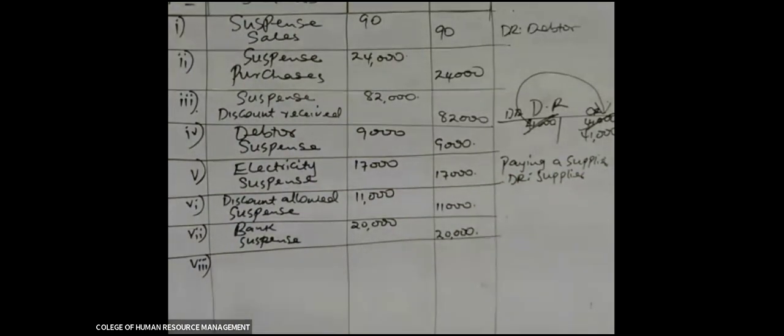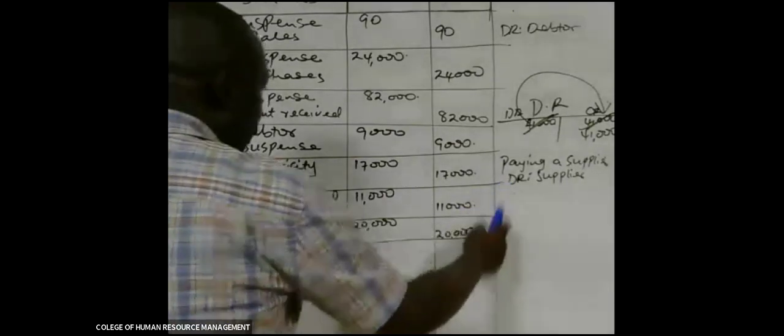But if you read this statement, it says that we paid the supplier, but the supplier, sorry, was credited. You cannot pay the supplier and credit the supplier. Crediting the supplier means that the amount that you owe the supplier is increasing. But here you are paying, meaning that you are reducing what you owe that supplier. When you are reducing a liability, we normally debit.